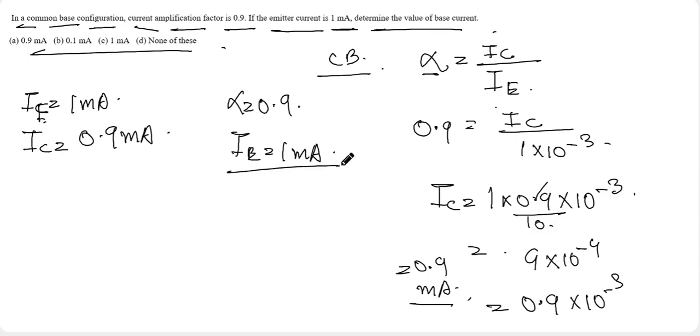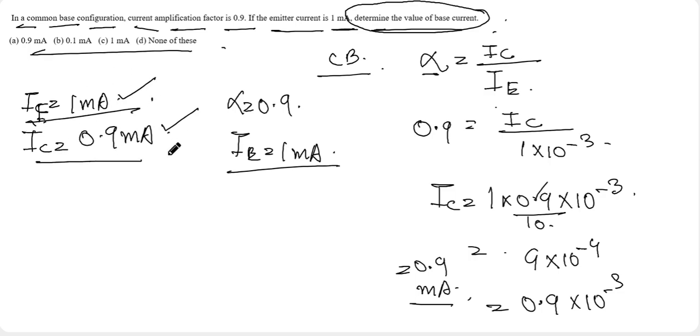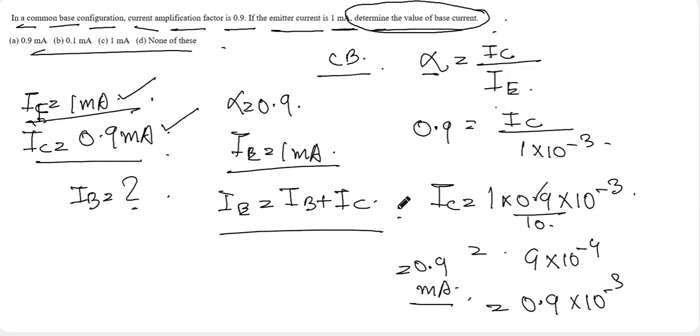Now we are asked to find the value of base current, but here we have only found the emitter current and the collector current value. The emitter current value was already given to us. We have already found the collector current value. So we need to find the value of base current. In the transistor, one thing we need to know is that the emitter current is equal to base current plus collector current. This is one of the fundamental theories in the transistor.